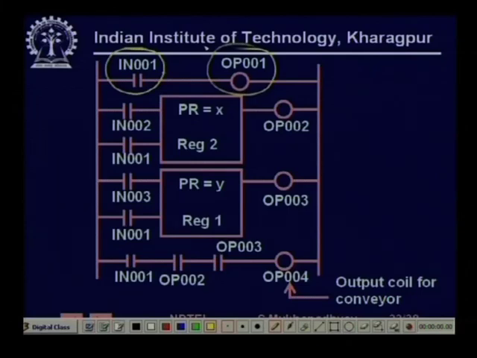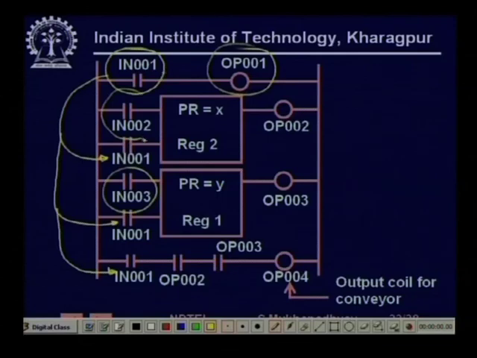Now see that when IN001 is asserted, this IN001 also is asserted, and this IN001 is also asserted, and this IN001 is also asserted. So when this is 0, everything is 0, but when this goes 1, then all these rungs are enabled and both the counters are enabled. Now, the arrival of a part of type B is signified by this, and arrival of a part of type A is signified by this. So this is for A and this is for B.